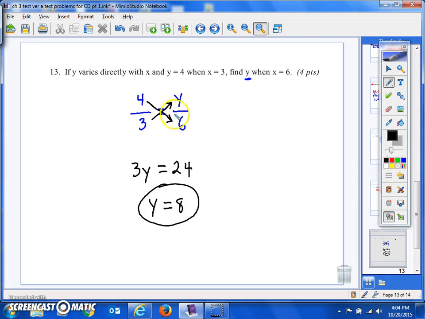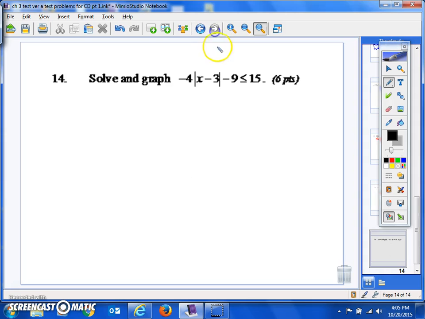So set up two fractions that equal each other. Just be careful: if you do y over x on the left side of the equation, make sure you do y over x on the right, and you'll be in good shape. Cross multiply and solve.